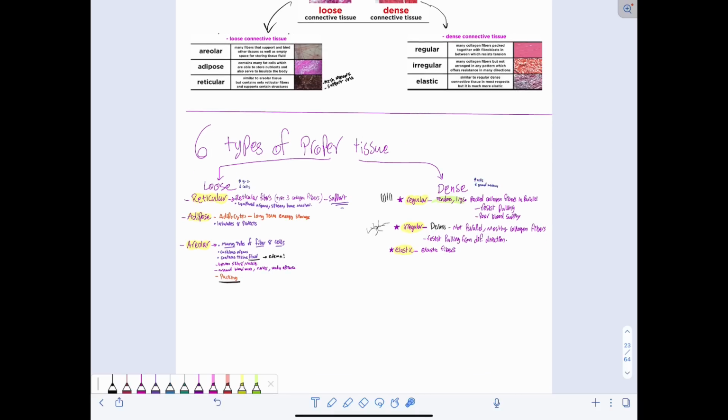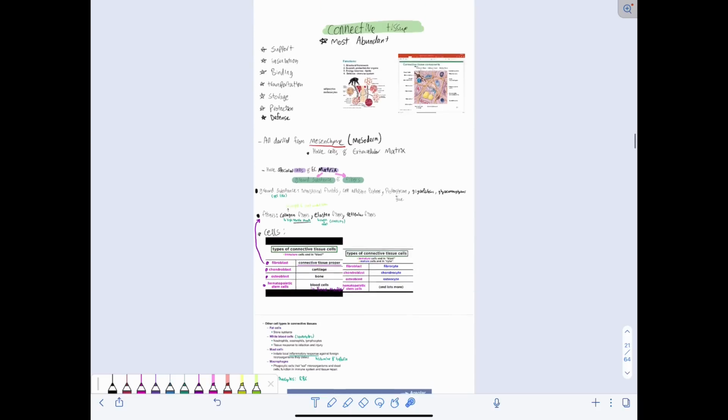So reticular connective tissue is essentially there for support, and you find it in the lymph organs, spleen, and bone marrow. And it's called reticular because it contains reticular fibers. Let me go back up there and actually talk about fibers real quick.